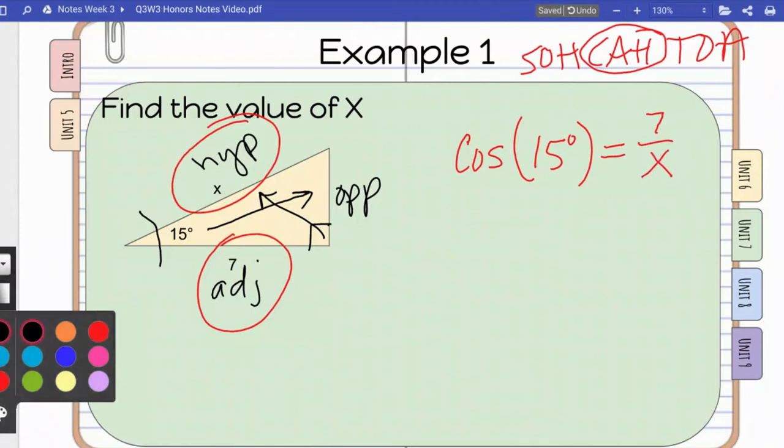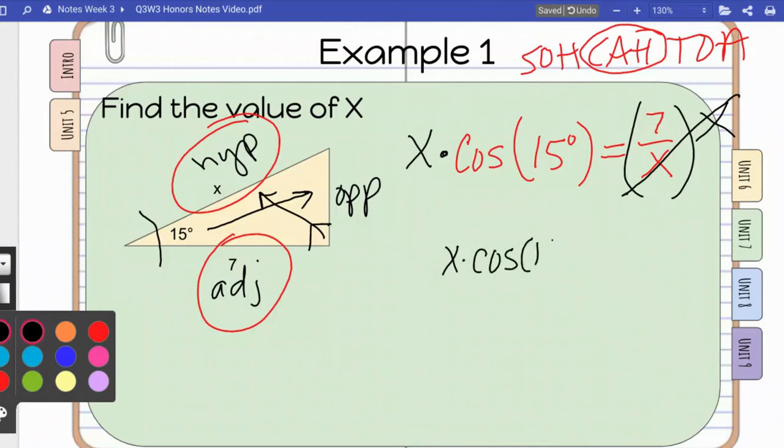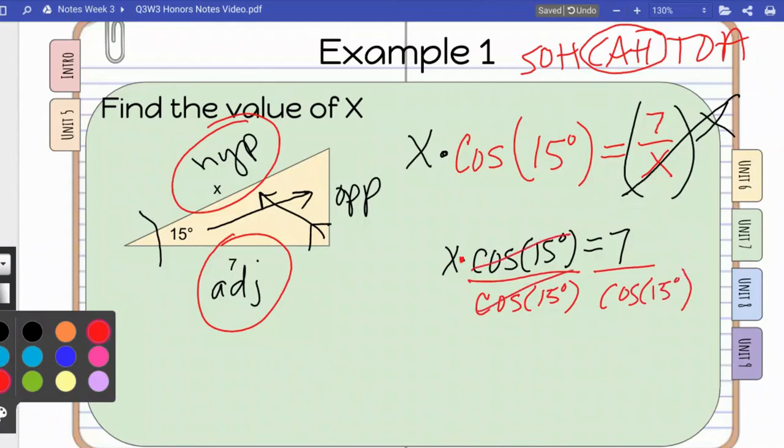We solve this one exactly the same. We need to get rid of our fraction. To get rid of divided by X, we multiply both sides by X. On the right side, the X's cancel. So we have X times the cosine of 15 degrees equals 7. We still need to solve for X. So we have to get rid of the cosine of 15 degrees to isolate the X. Well, this is X times the cosine. So the inverse operation of multiplying is dividing. So we're going to divide both sides by the cosine of 15 degrees. So at the end, we have X equals 7 over the cosine of 15 degrees.